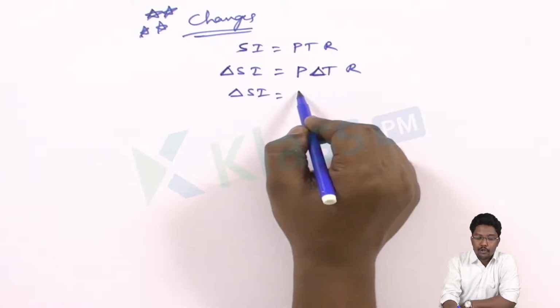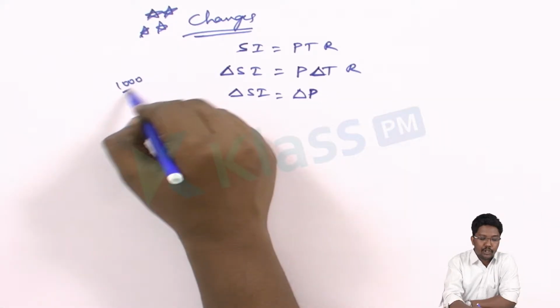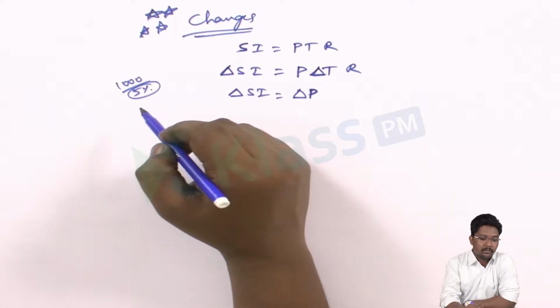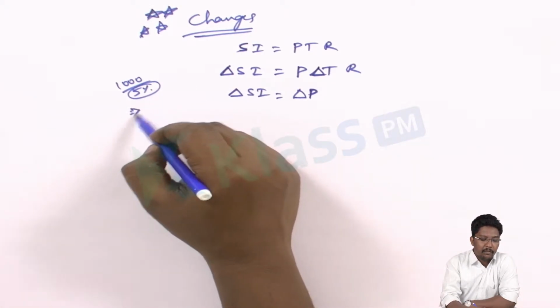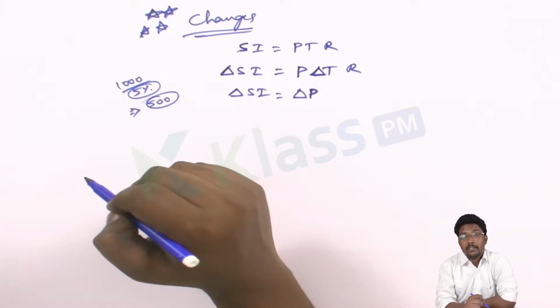Or due to a change in the initial amount which I took. I took 1000 rupees, and I am paying at the rate of 5% per annum. After some time I need some more money, so I took another 500 rupees. So my principal is changed.